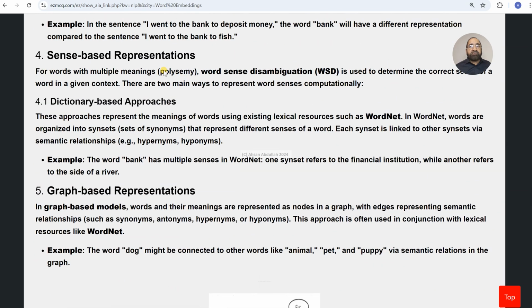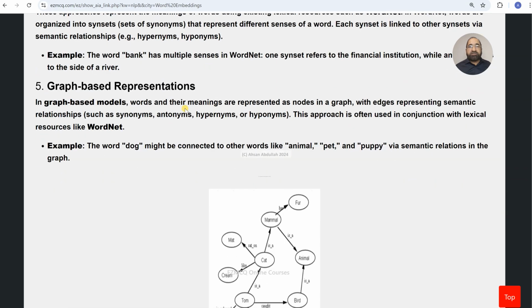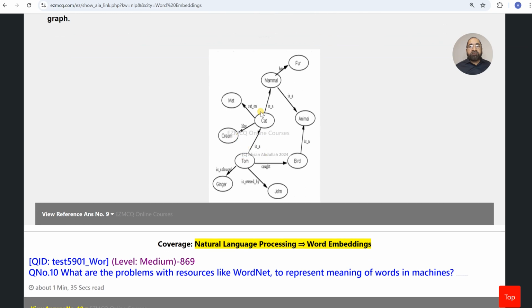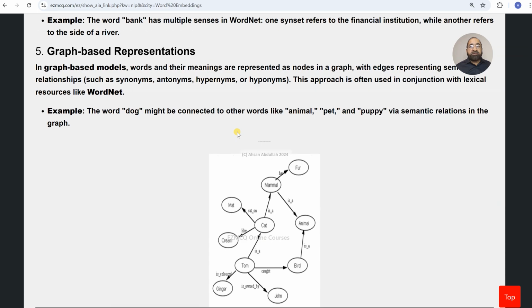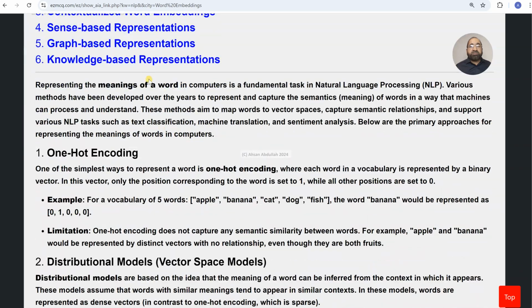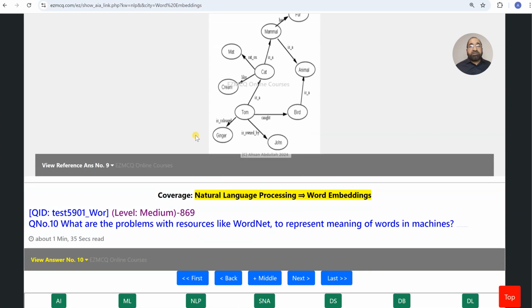Then there are the sense-based representations, the dictionary-based representation approaches. If you use WordNet, bank has multiple meanings in multiple sentences. And then there is the graph-based representation. We have this cat. The cat is a mammal and has fur, and a mammal is an animal. A cat likes cream, and Tom is a cat, and I'm referring to Tom and Jerry. So this is another representation of the meanings. So there are quite a few representations. Then, which I have not mentioned due to space constraints, there is the knowledge-based representation. These representations are used for the machine, and there are certain limitations of these representations also.